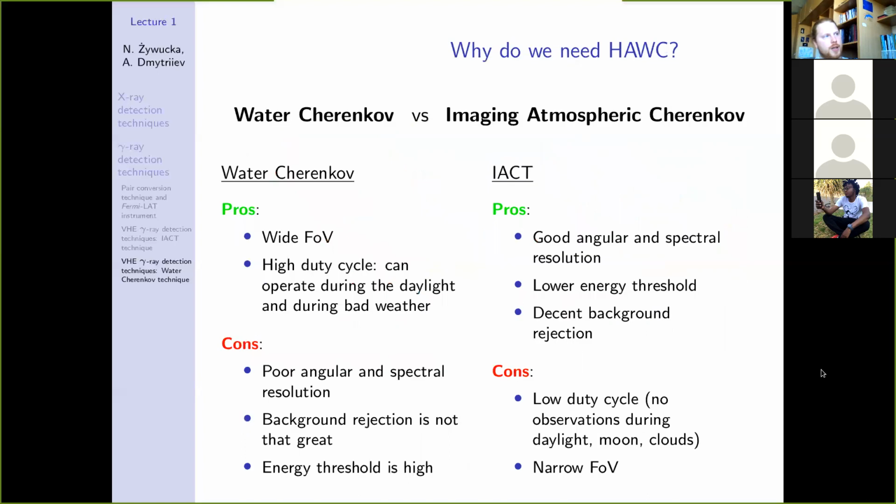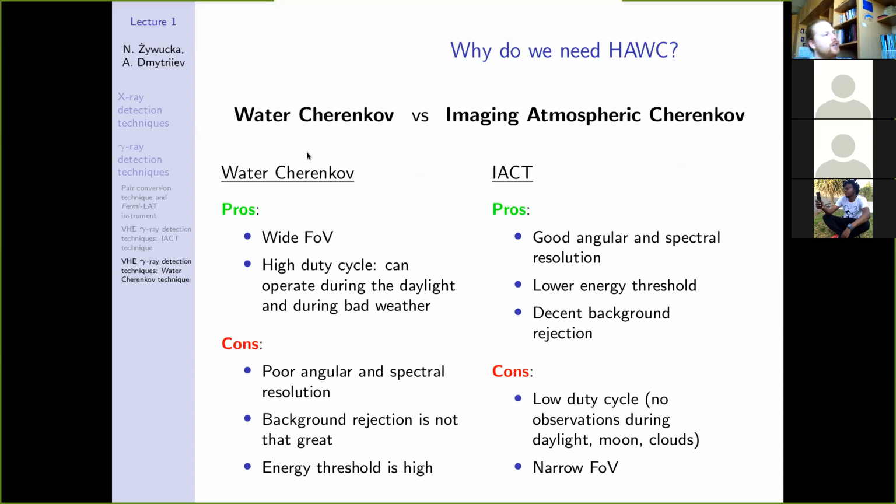So next slide. Why do we need the HAWC instrument at all? Why not use imaging Cherenkov telescopes all the time, paired with Fermi? The thing is that both techniques, IACT Cherenkov telescopes and the water Cherenkov technique, have their strengths and weaknesses. So let's consider that in detail.